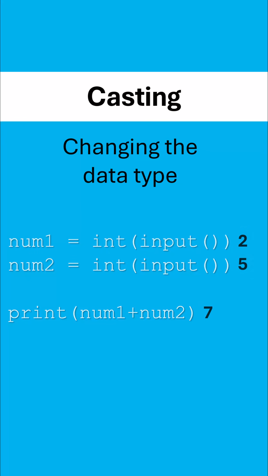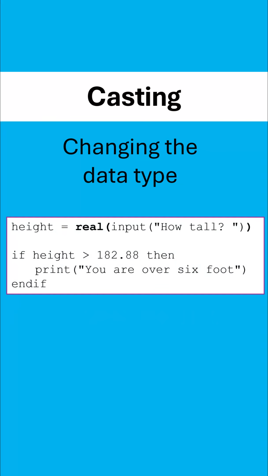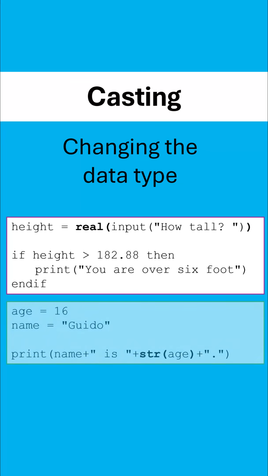We don't tend to cast to be a Boolean, but we do often cast to a real if I'm comparing it to a decimal number like I am here. And I also might cast to be a string if I'm trying to concatenate strings with what were numbers.